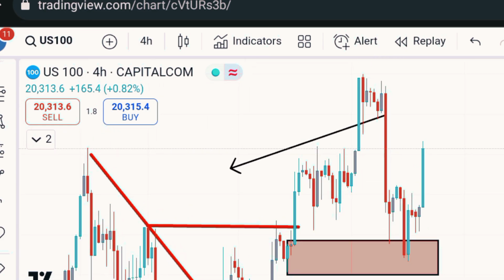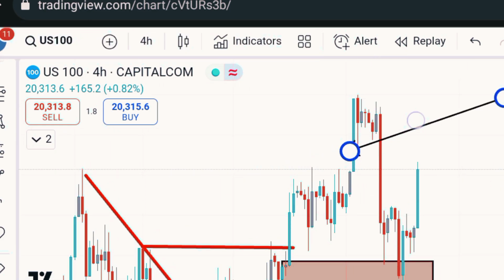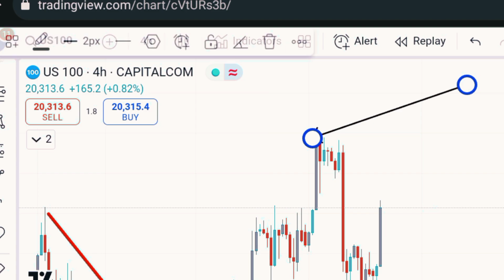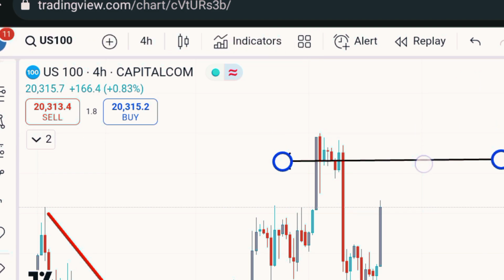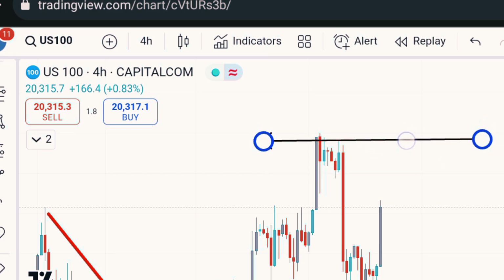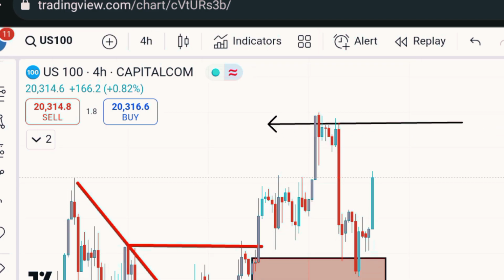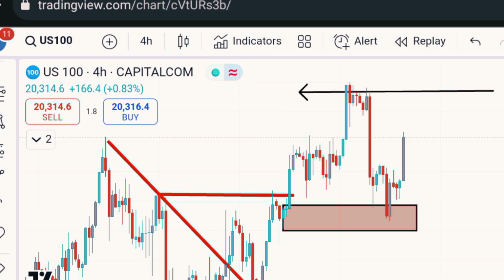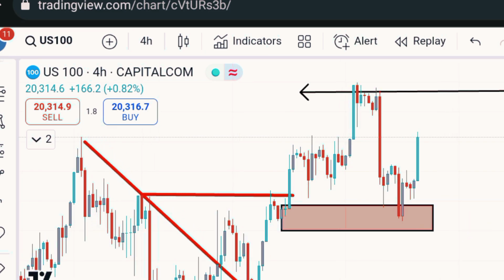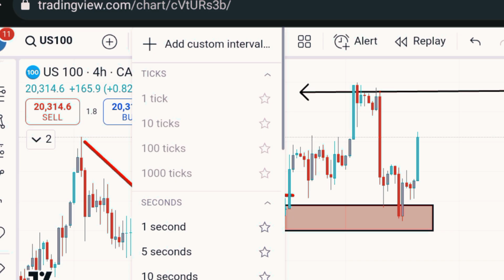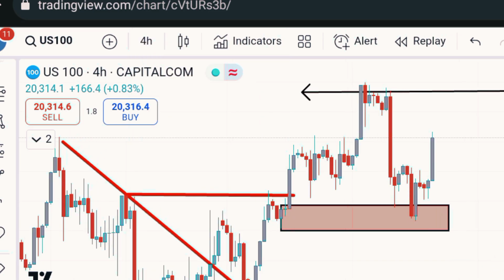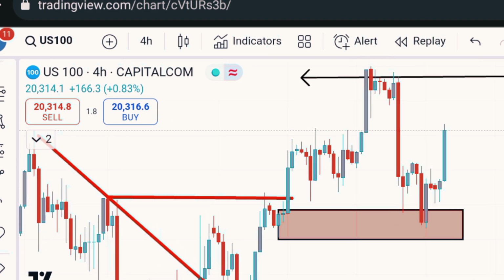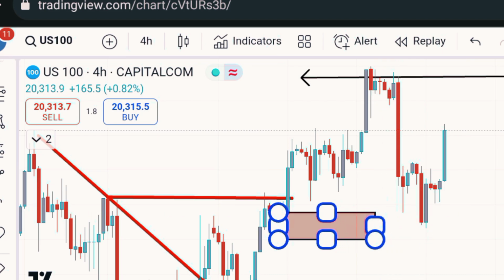Then you TP at the high right here. That is where you are going to TP, or you look for an H1 zone inside this range and you TP. You don't have to be greedy. You go to a smaller time frame and you take a trade right there. Like what I do, I don't just take a trade.